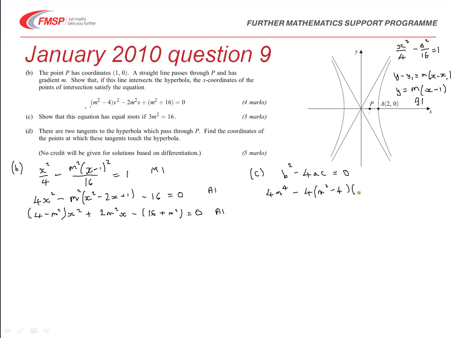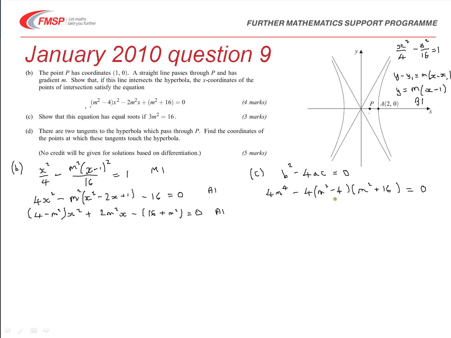So notice we can do this part of the question even if you could not do part B of the question. Always look out for the fact that when they give you an answer to a particular part of the question, if you can't do that part, chances are you can do the next part because it will follow on from the correct part that they've given you.